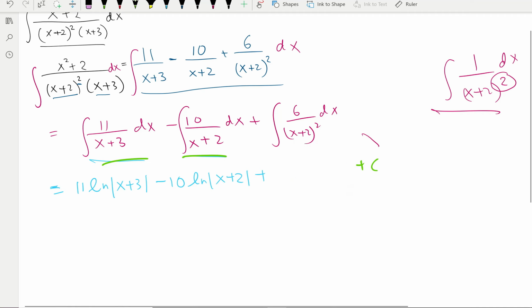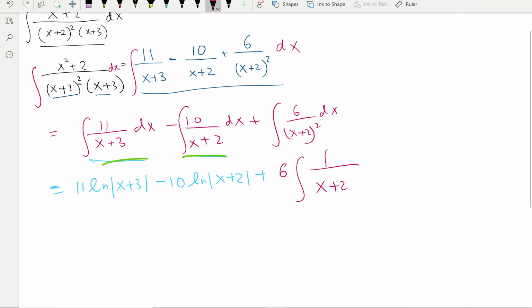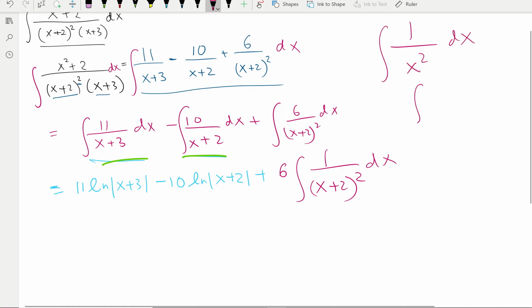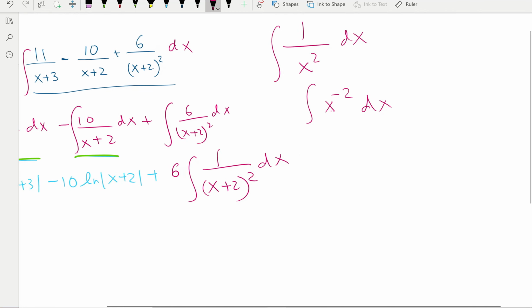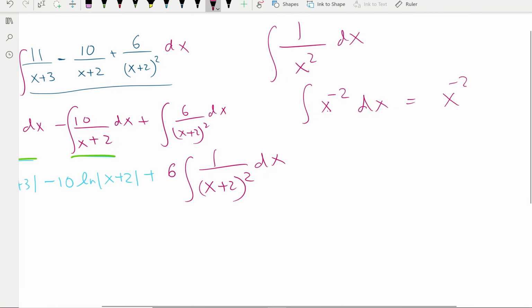This is wrong. How do you integrate 6 over x plus 2 squared? It's very simple again. Let's take that 6 out. You want to integrate 1 over x plus 2 squared. Now think about 1 over x squared. How do you integrate 1 over x squared? Take x squared to the numerator, so you can write it as x to the negative 2. Then just integrate it normally, right? The integral of x to the negative 2 is x to the negative 2 plus 1 divided by negative 2 plus 1. It's that simple.